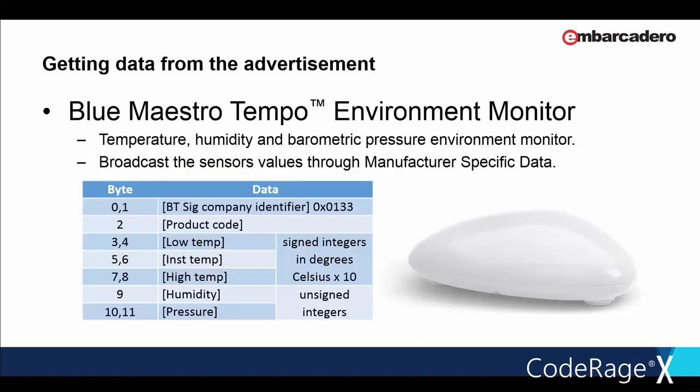To illustrate how advertised data is managed with our framework, I have prepared a demo that interacts with two actual devices that share information through the advertised data. One device is the Blue Maestro Tempo Sensor. This device broadcasts the environment temperature, humidity and pressure over the advertised data through the manufacturer-specific data field. In this table, we can see how we have to parse the manufacturer-specific data to get these values.